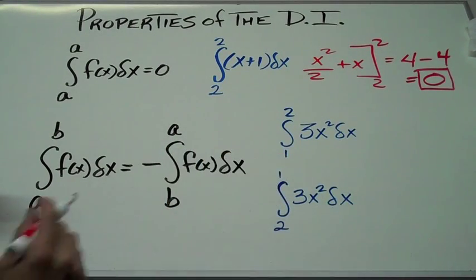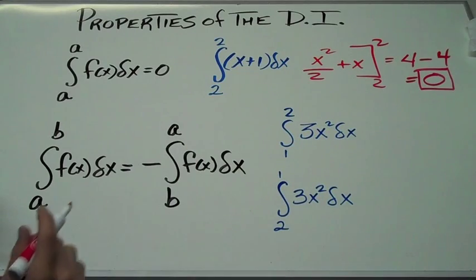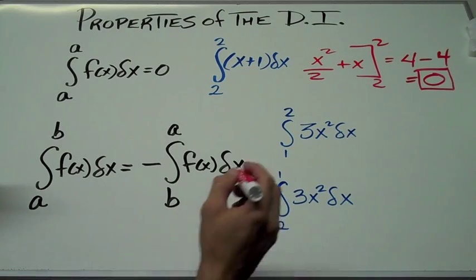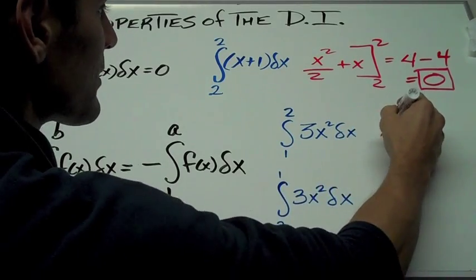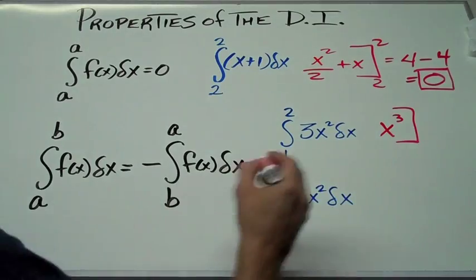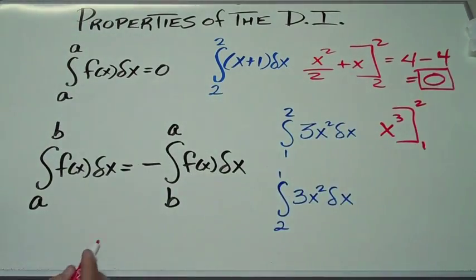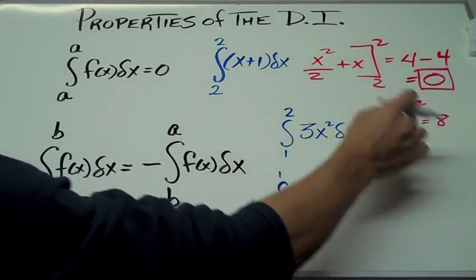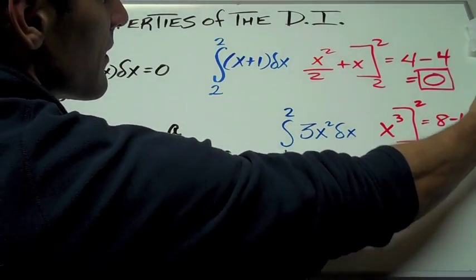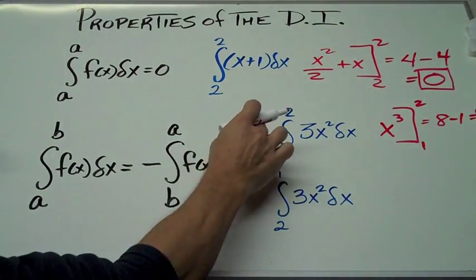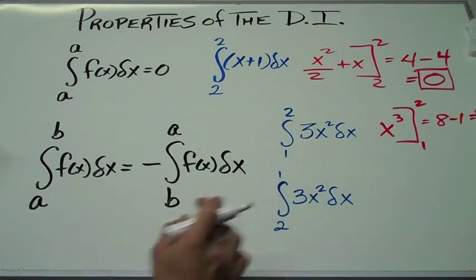Well, we can prove that by taking a very easy example here. 3x squared dx, first we find the indefinite integral, which would be add and divide. When I add to that exponent and then I divide, I get x to the third over 3. The 3's cancel, and I'll get x to the third evaluated from 1 to 2. That is, plug in a 2 and you get 8. Plug in a 1 and you get 1. 8 minus 1 is 7. So our integral for this from 1 to 2 is 7.